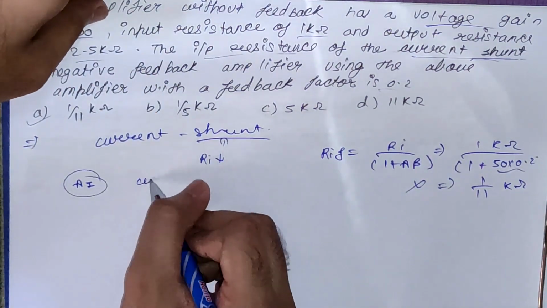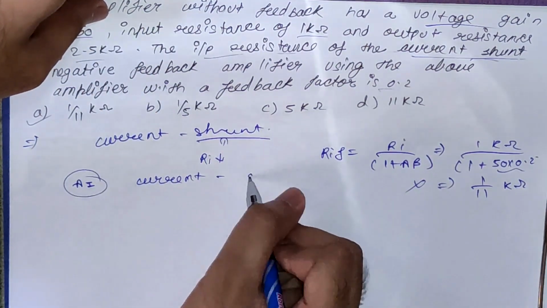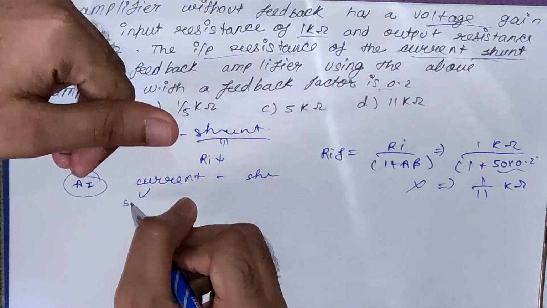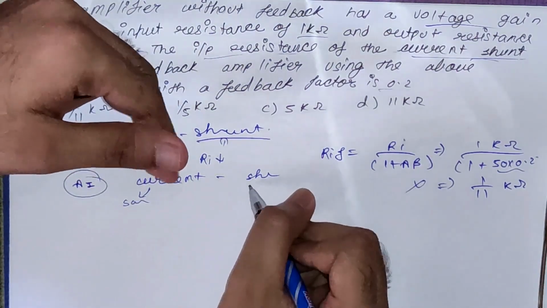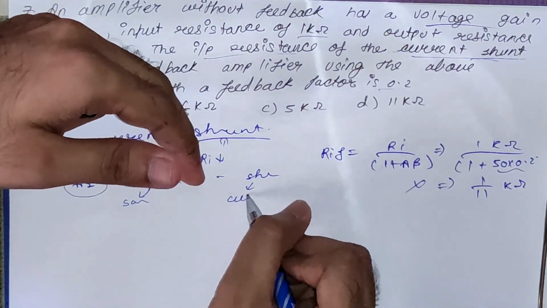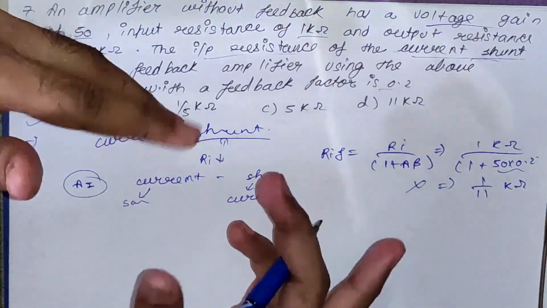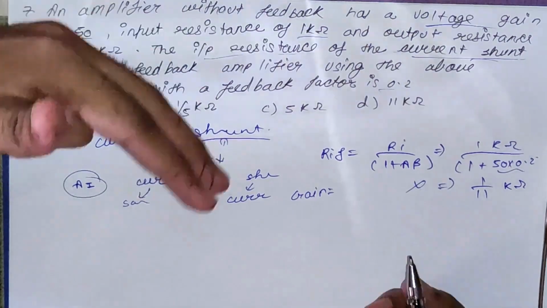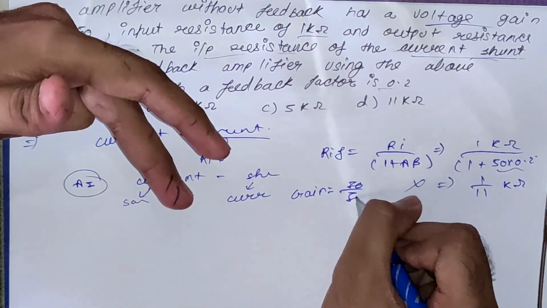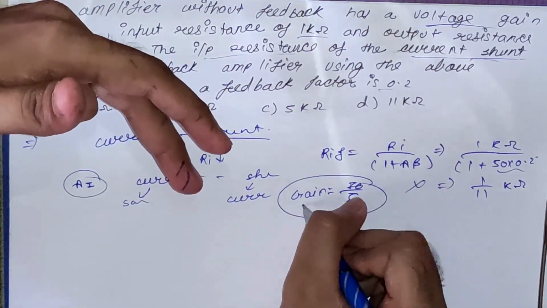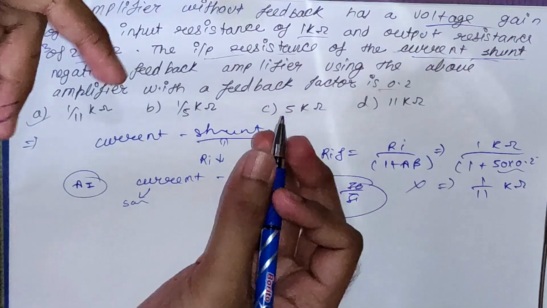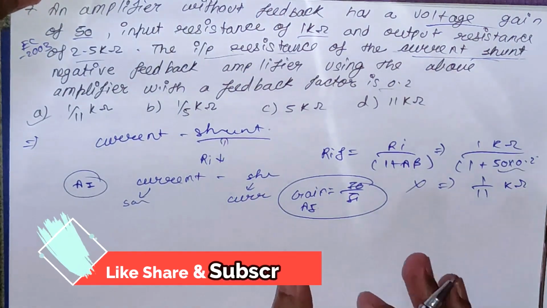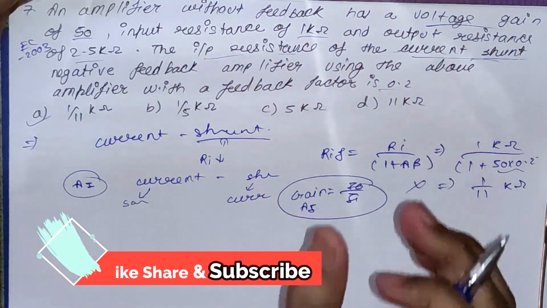For current shunt, at output we have current sampling and at input we have current mixing. So at both ends we have a current. The gain will be output by input, basically IO by II, so it will be the current gain here. But in the question we have a voltage gain. So the first step is to get the current gain.